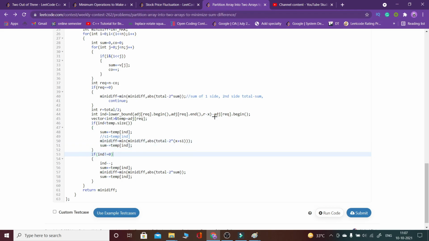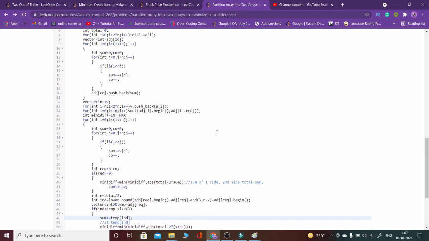And also, what if the next smaller sum would have been the optimal? For that case also I have taken that into consideration. I took the previous index for the sum that we are taking from the adjacency matrix, which contains the sums for different sizes of subsets of number of elements. Okay, so you can see that through the code as well.